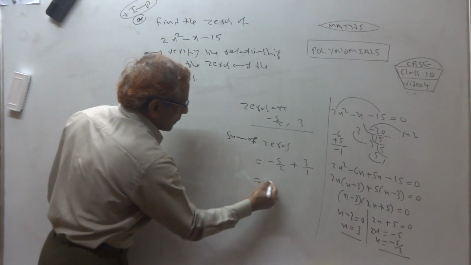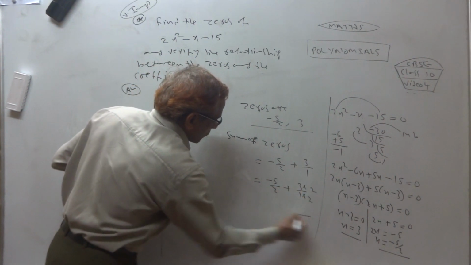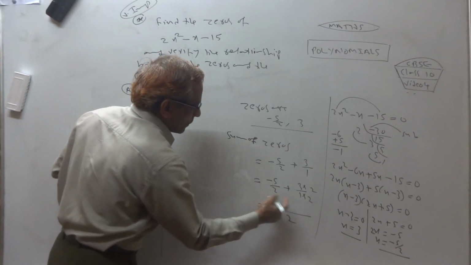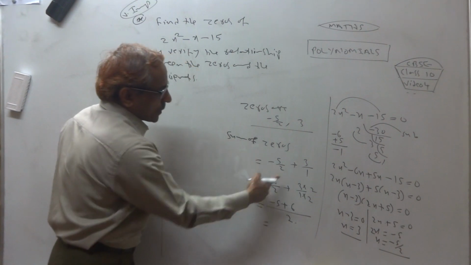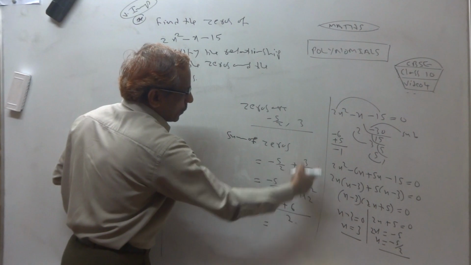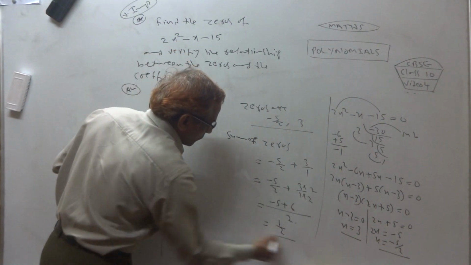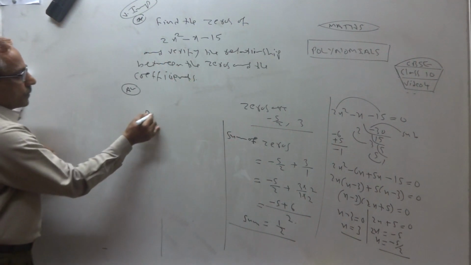This plus this, okay? Minus 5 by 2 plus 3 by 1 into 2 into 2. Because here 2 is there, so into 2 into 2, so 2 is the LCM. 3 2s are 6. Because we make the denominators equal, here 2 is there, so you take into 2 into 2, 2 the LCM. Minus 5 plus 6, 1 by 2.